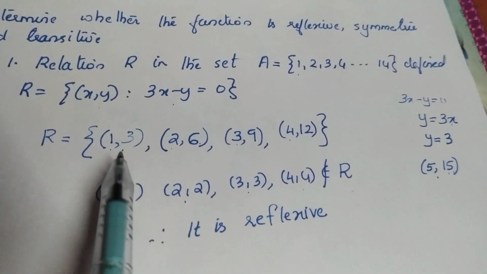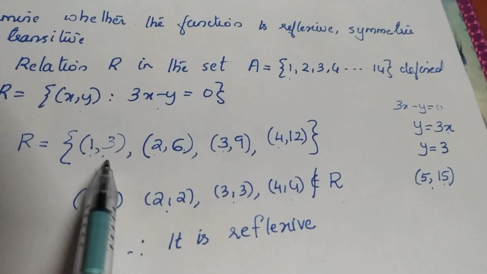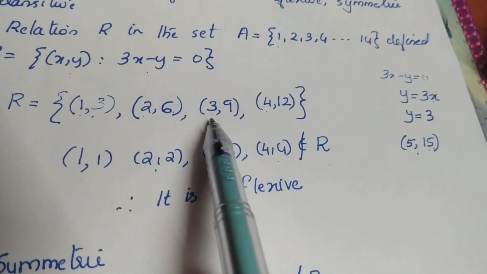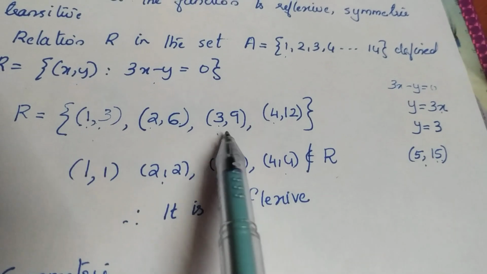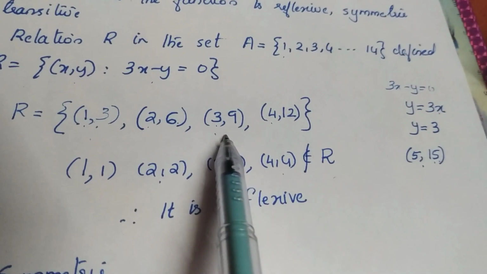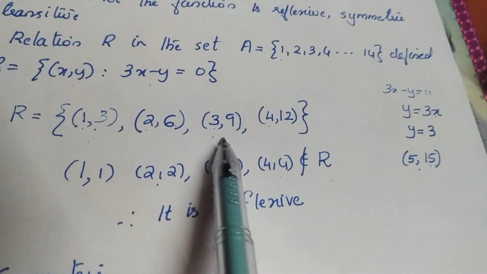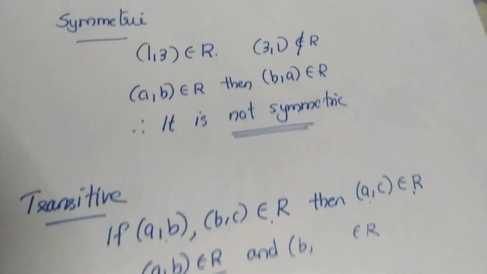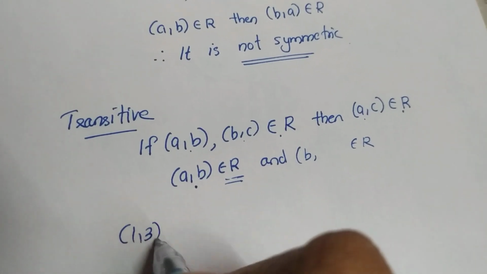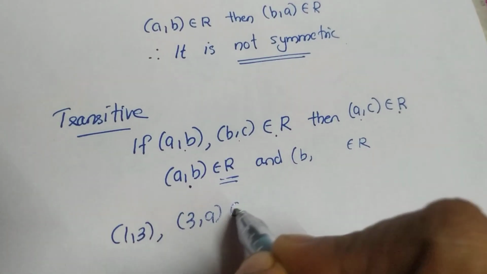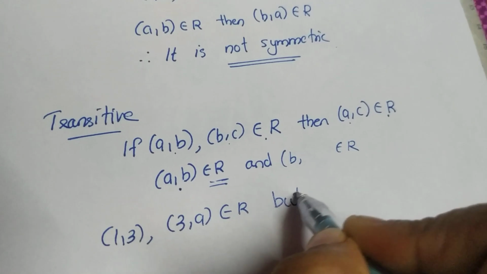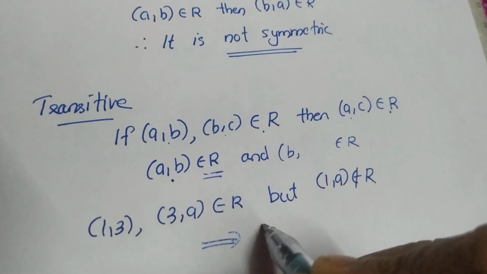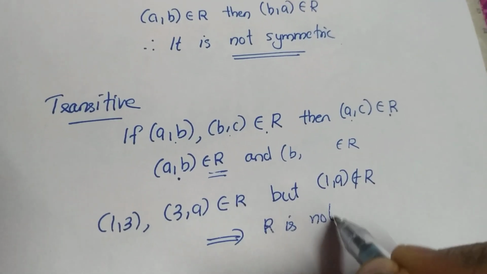So in this case, in our set, for (1, 3) there is an element starting with 3, which is (3, 9). So (1, 3) and (3, 9) are elements of R. So (1, 9) must be an element of R, isn't it? Here it is clear that (1, 9) doesn't belong to R. So how do we write it? (1, 3) and (3, 9) are elements of R, but (1, 9) is not an element of R, which implies R is not transitive.